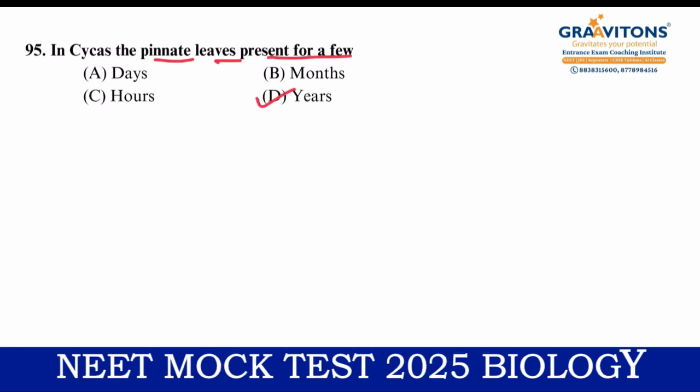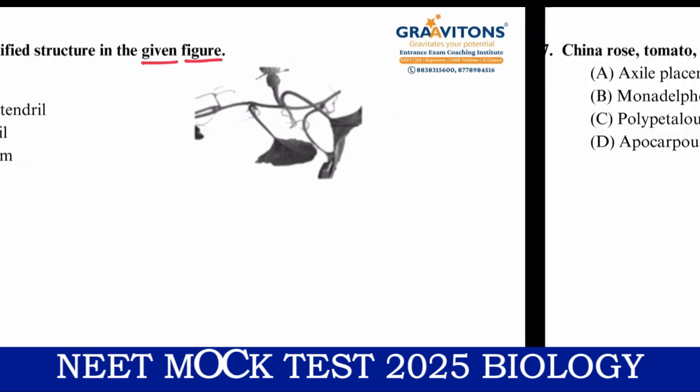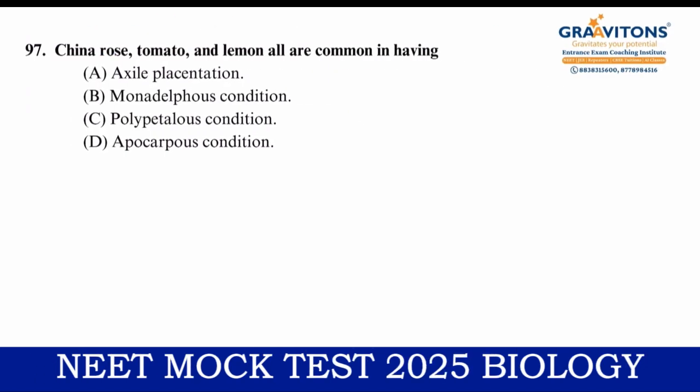Factual question. And the next one, identify the modified structure shown in the given figure. This is the exact diagram from our NCERT, and this is an axillary bud modified into a tendril. So the answer is option B. The next question, China rose, tomato, lemon are all having common features. Which feature is common for all is the type of placentation. Axile placentation will be common for all of them. So this is the answer for this question.